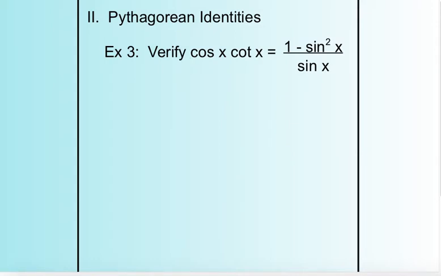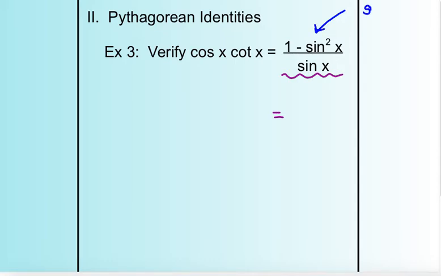Third example, we're going to work with the Pythagorean identities. Again, we will give you a blue, purple sheet, or whatever color sheet we give you, and you do not have to memorize all these, but we do recommend it's helpful to memorize them. We want to verify that the cosine of x times the cotangent of x does in fact equal 1 minus the sine squared of x over the sine of x. I'm going to start with the right-hand side and replace 1 minus the sine squared of x with the Pythagorean identity.